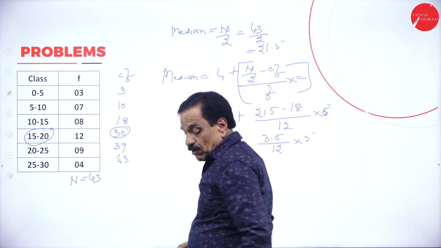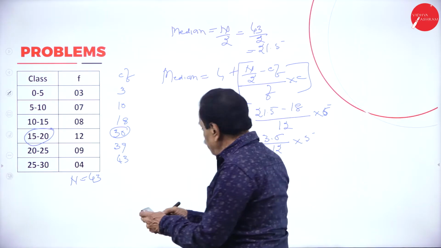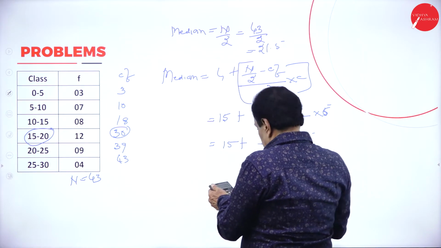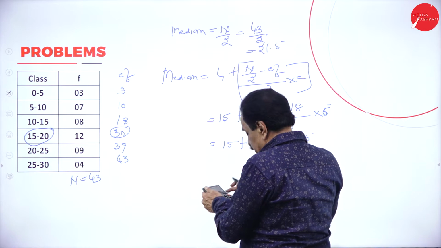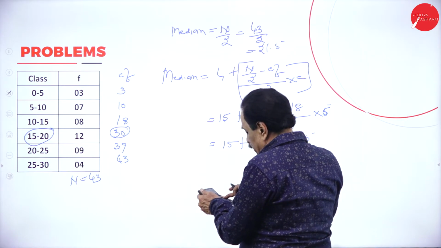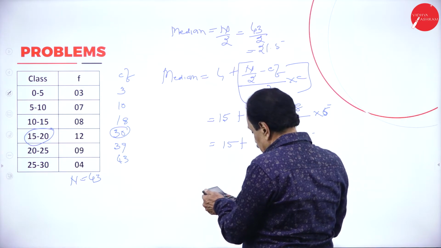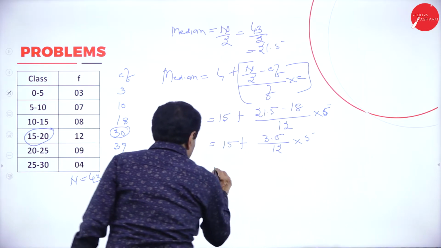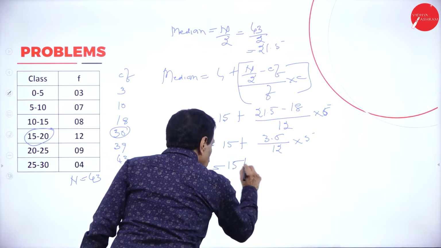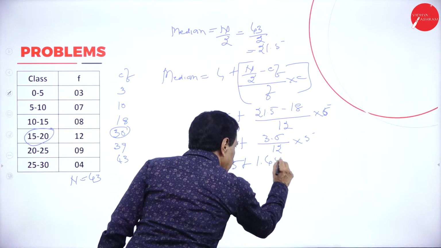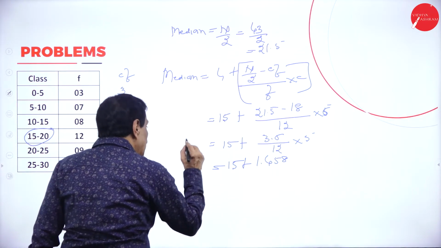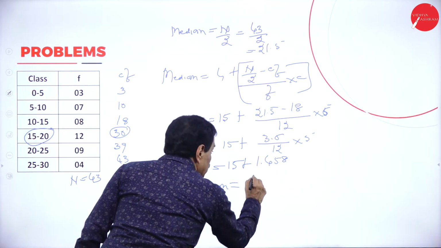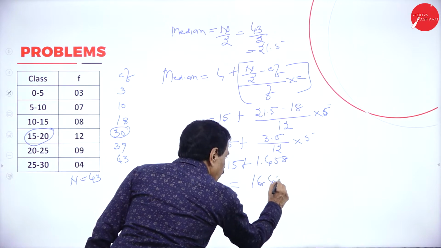When you simplify this, so here 3.5 into 5 divided by 12 comes to 1.458. 15 plus 1.458. So if you add this figure, median is equal to 16.458.